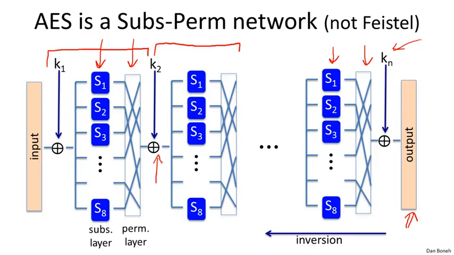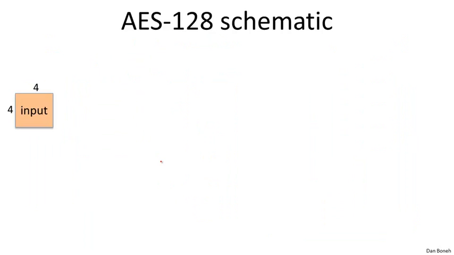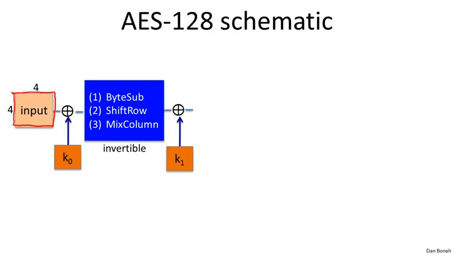So now that we understand the generic construction, let's look at the specifics of AES. AES operates on a 128-bit block, which is 16 bytes. What we do with AES is we write those 16 bytes as a 4x4 matrix. Each cell in the matrix contains 1 byte. And then we start with the first round. So we XOR with the first round key.